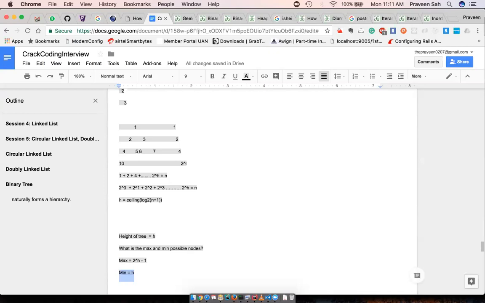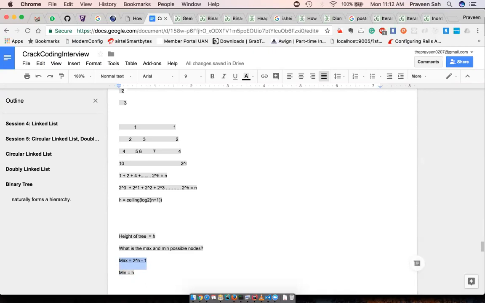And what is the maximum nodes? 2 to the power h minus 1. Otherwise, what will happen if we have more than this many nodes? If we have more than this, then the height of the tree won't be h. It will be more than h. So that's why these are the two extremes. Again, I'll repeat. Given a tree of height h, what is the maximum number of nodes we can push? We have to create a tree of height h only.